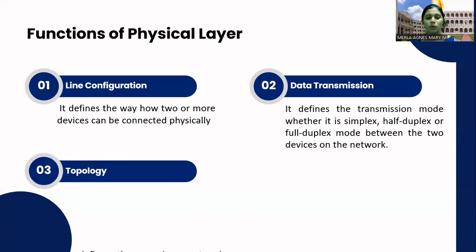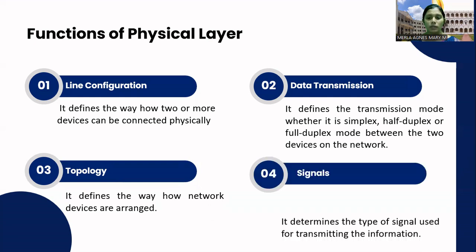And the third is topology. Topology is how the network is arranged, and a network is a collection of systems. How the systems are arranged is known as a topology. So we have different types of topology like bus, ring, star, and mesh. Based on these topologies, we come to know how the network is arranged.